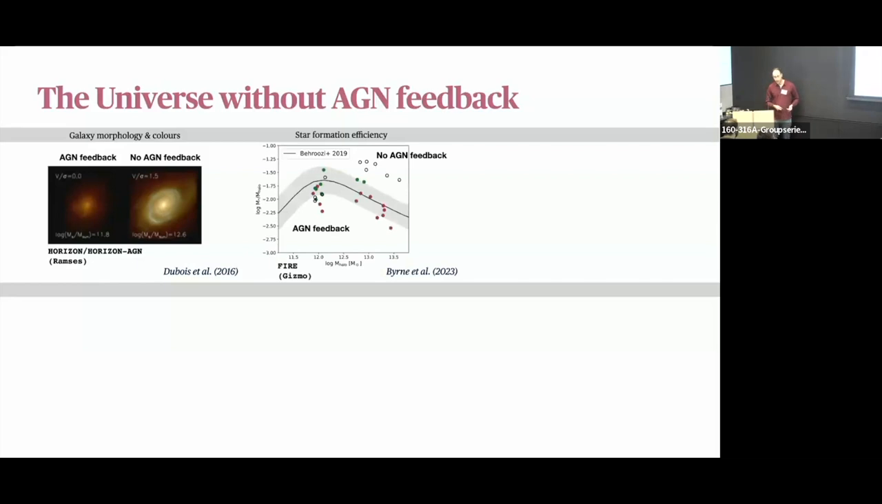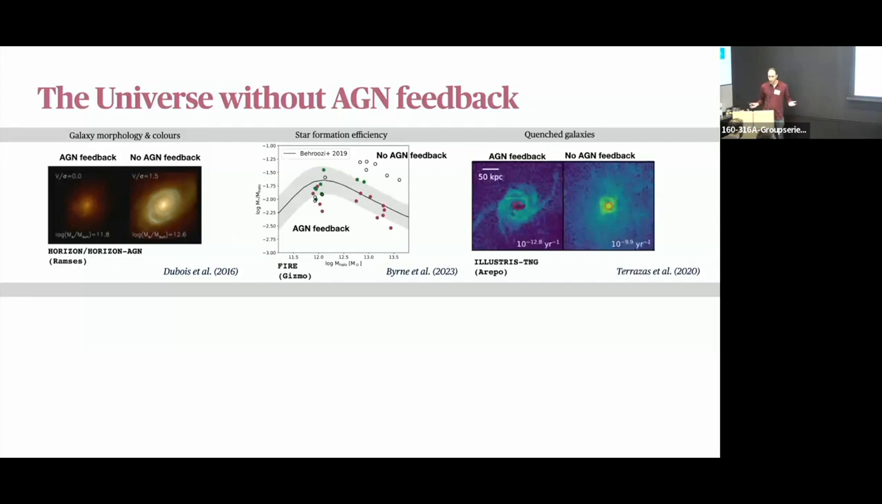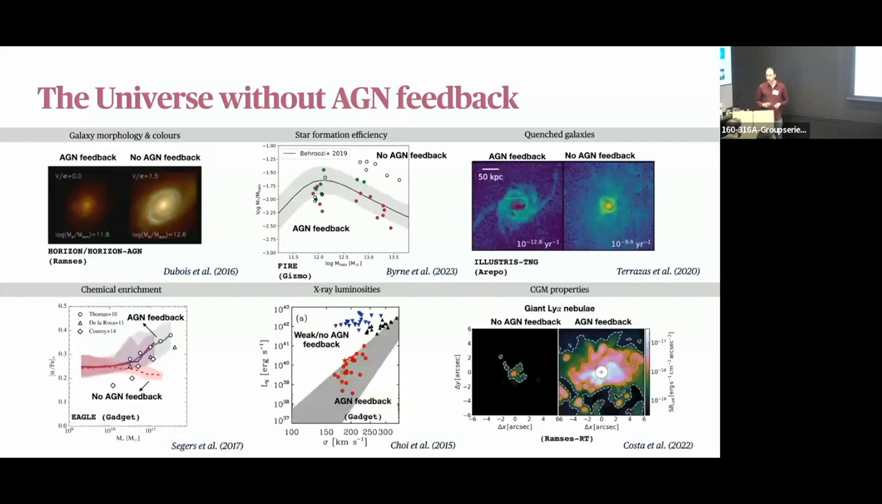Star formation is too efficient in high mass halos. So this is what happens without AGN feedback. The red circles show you what happens when feedback is switched on. It's very difficult to quench massive galaxies that continue forming stars at a high rate. And then there's actually a long list of things that go wrong.